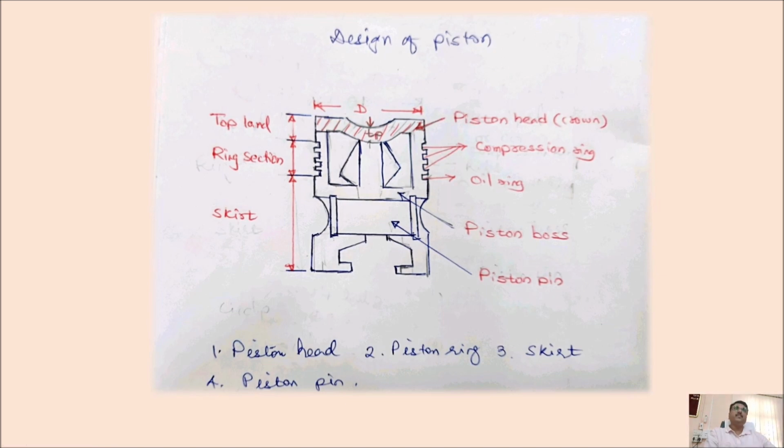A 2D sketch of the piston is shown here. The top portion is the top land, then the ring section, then the skirt. D is the diameter of the piston.